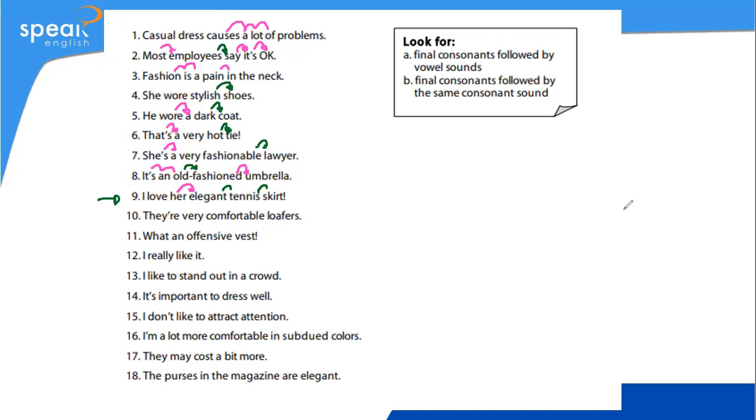It happens only one time. And we have a similar sound. Where does the similar sound occur? Comfortable loafers. Okay, very good. So we're going to say, let me type it down here. It's this one. It should be colored green. Okay, all right. So we're going to say it like this.